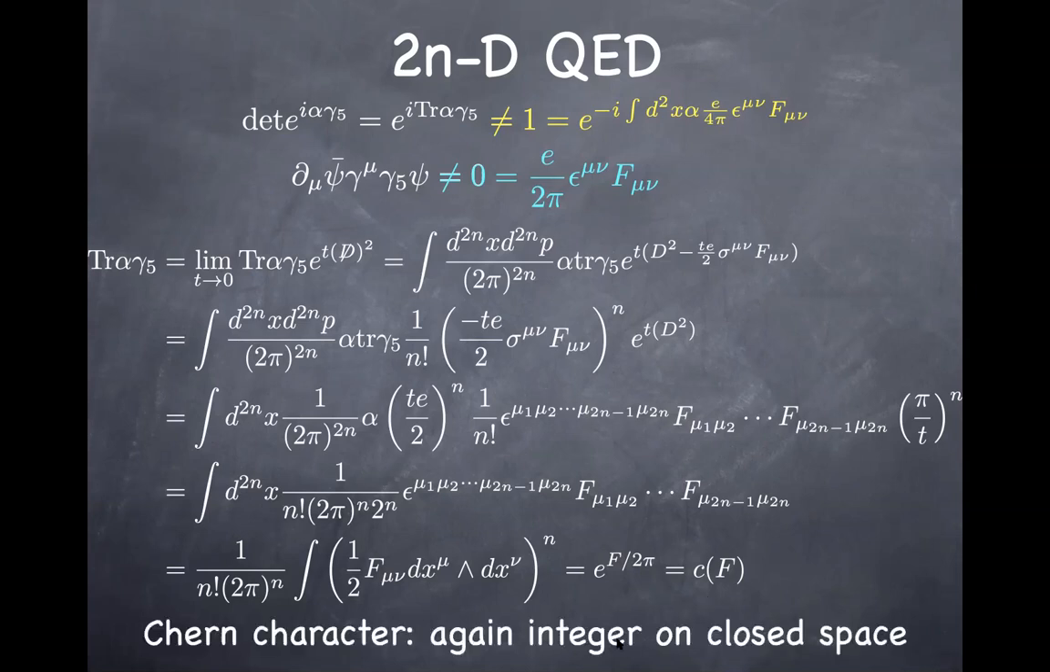So for any closed compact space of arbitrary 2n dimensions, the integral of this combination is always supposed to be an integer, which is a surprising statement about the nature of the gauge field. But this has to be true based on this argument that the change of the number of particles due to chiral anomaly always needs to be an integer because it's a number of particles. Okay, any questions about this slide?